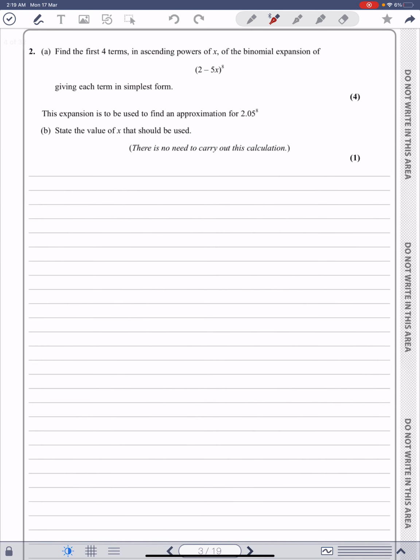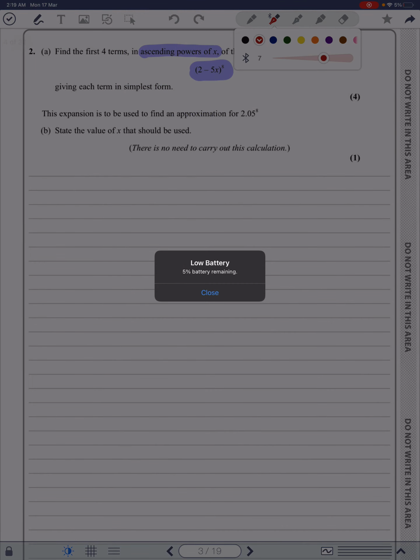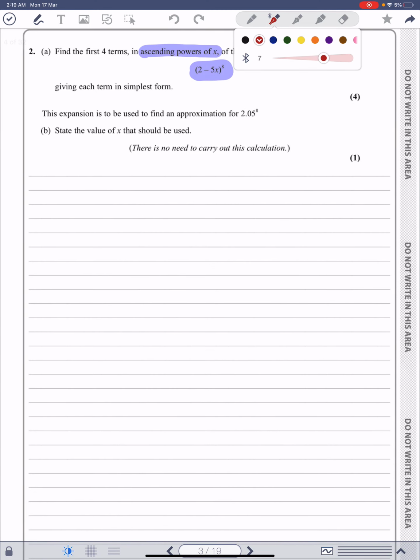Question 2. Find the first 4 terms in ascending powers of x of the binomial expansion. Guys, I advise you before continuing reading the question, remind yourself what the sum or the formula of the binomial expansion is next to it. So n here is 8.